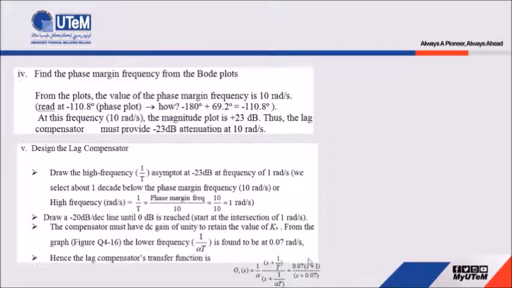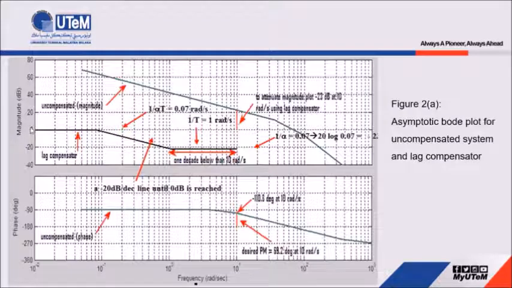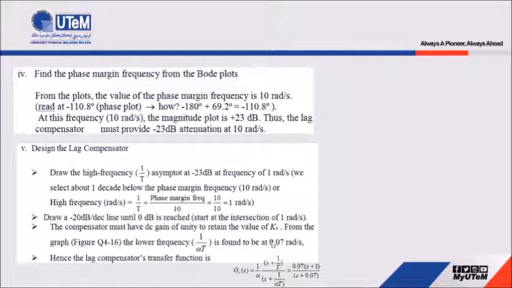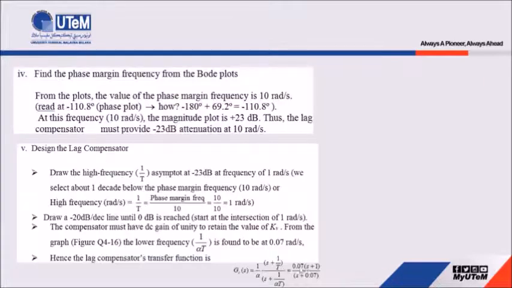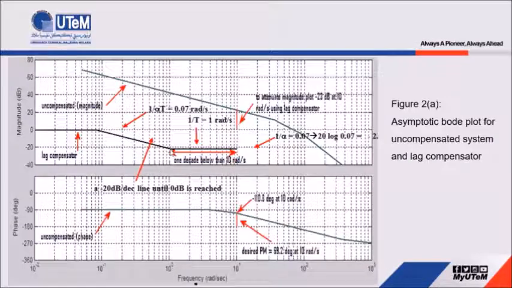From this transfer function for the lag compensator, we can draw the magnitude plot for this compensator, where the cutoff frequency based on this equation is 0.07, somewhere here. If you look at this scale, this is 0.1, so 0.07 is below 0.1. Then the slope should be negative 20 dB until 1 over T. 1 over T in this case is equal to 1, which refers to 1 radian per second.